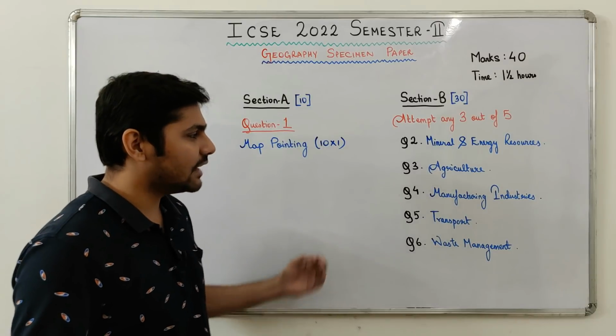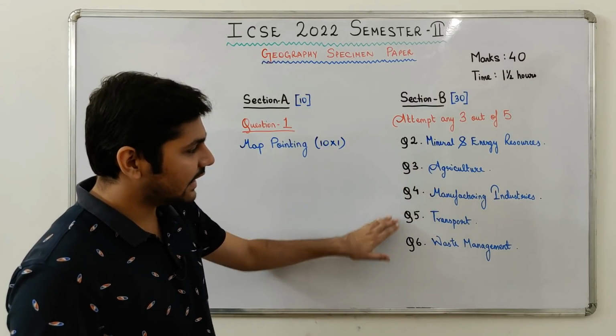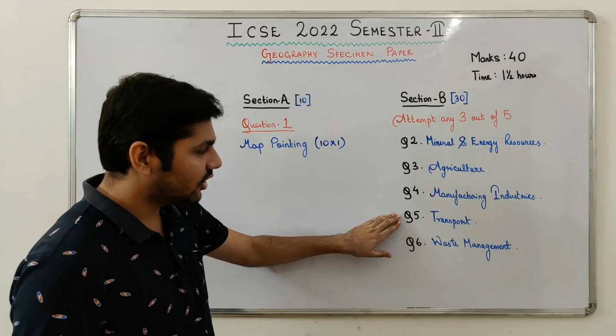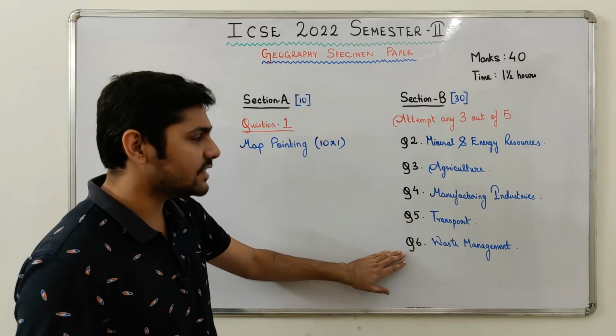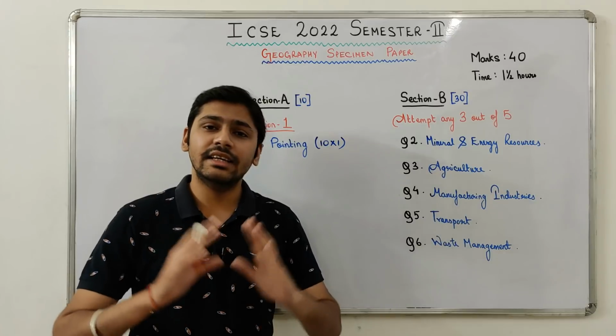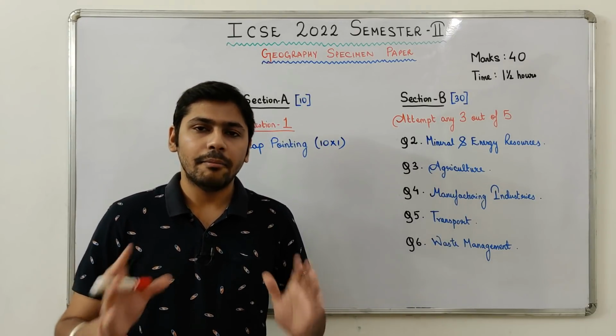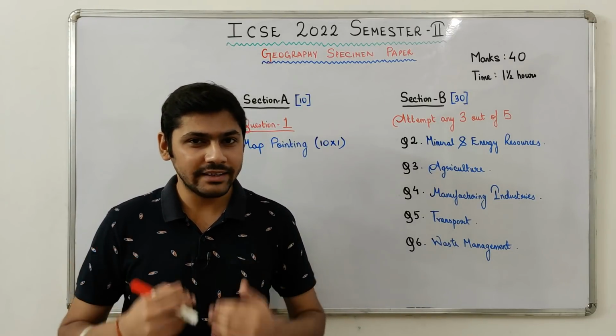And what are the chapters I would like to suggest? First, mineral and energy resources. Second, manufacturing industries. Third, transport, and the fourth one, waste management. I am leaving out agriculture because it is the largest chapter and it will take a lot of time to prepare. But guys, don't go on my suggestion.